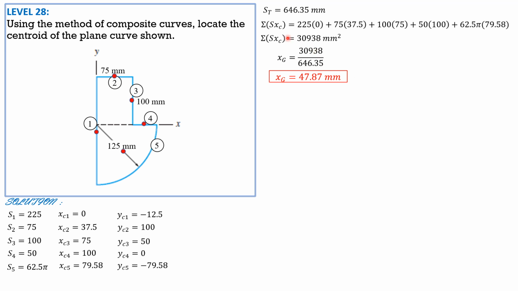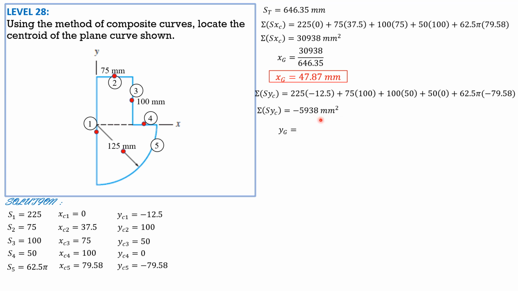So x sub g is equal to 47.87. Summation of S y sub c: 225 times negative 12.5 plus 75 times 100 plus 100 times 50 plus 50 times 0 plus 62.5 pi times negative 79.58, and that is equal to negative 5938 mm squared. So yg is negative 5938 divided by 646.35. So yg is equal to negative 9.187 mm.